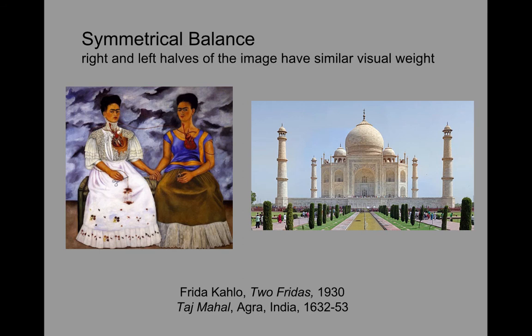Just a few principles to sum up our discussion here. Balance is always worth pointing out, how a composition is organized. Both this painting and this beautiful work of architecture from India use symmetrical balance, which means that their right and left halves have a similar visual weight. Now, an image does not have to be what we call a mirror image on each side, but just similar visual weight on each side.